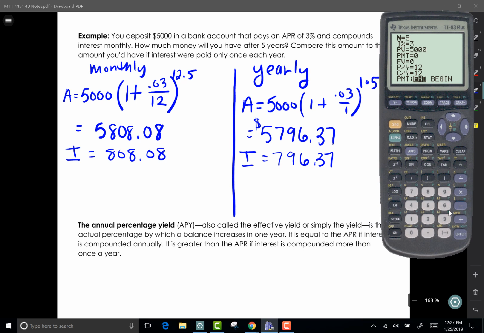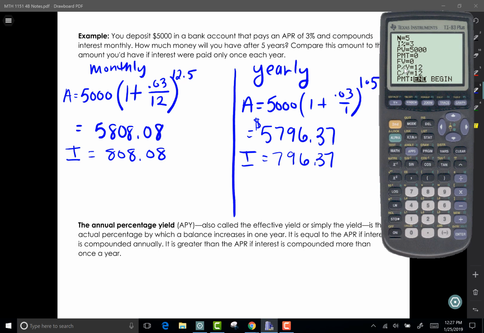Okay. Now, my interest is still the same. I'm still using 3%. I still have a present value of 5,000. That's still what I'm starting with. I still have a payment of 0. I'm not making any payments. Future value is what I'm looking for, so I'm going to leave that alone for right now.